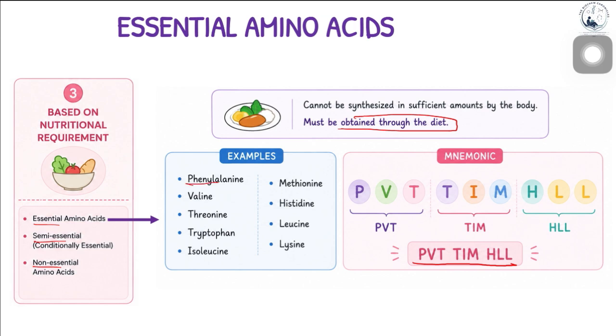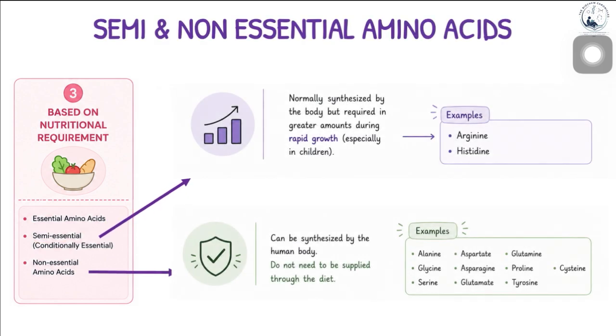P stands for phenylalanine, V for valine, T for threonine and Tim, T for tryptophan, I for isoleucine, M for methionine, Hall, HLL, okay, histidine, leucine and lysine. So remember this mnemonic, it is very simple. So these are the essential amino acids. So next is your semi-essential and non-essential.